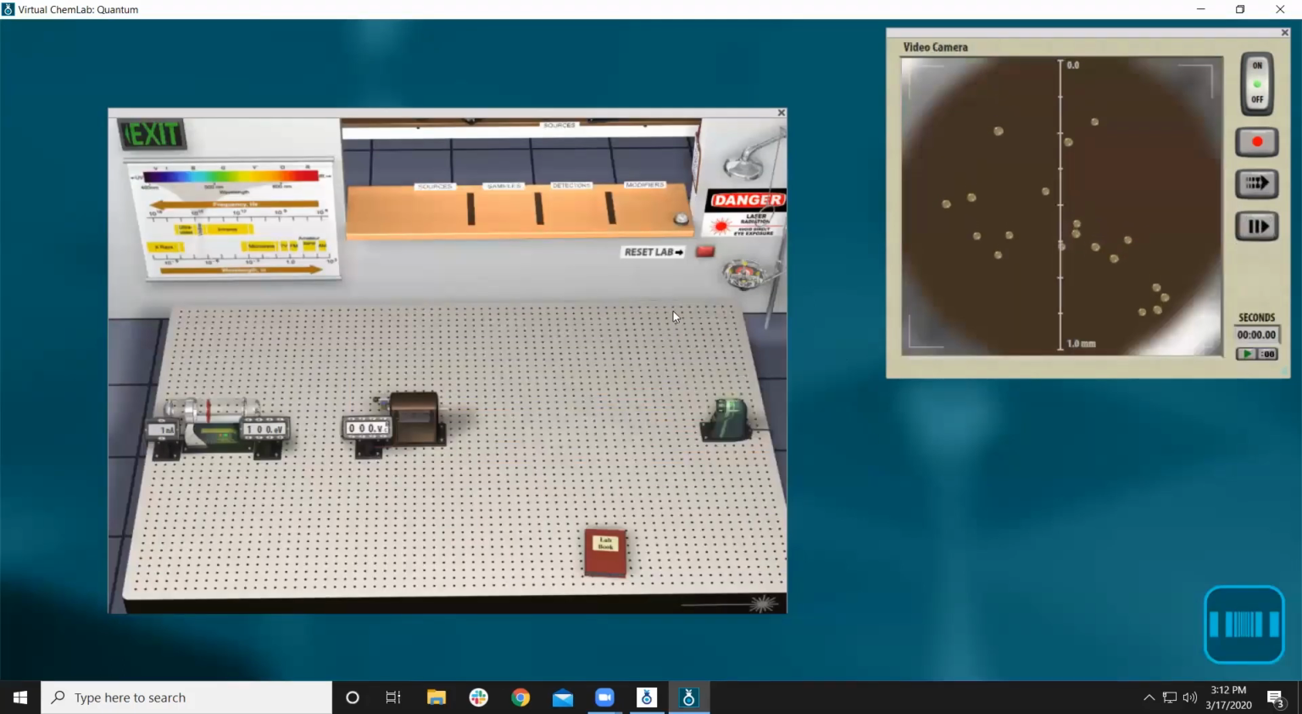Millikan oil drop. So here's the oil mist. These are all preset, but they can build them. I can apply an electric field and move my drops. So I've got random size drops with a random number of particles.